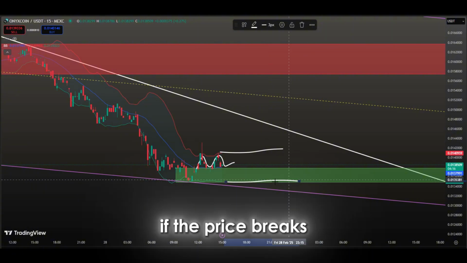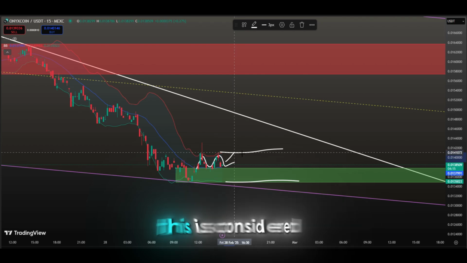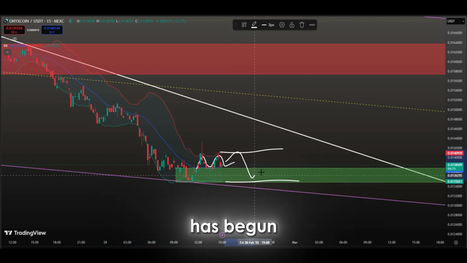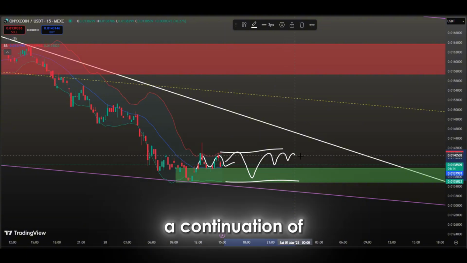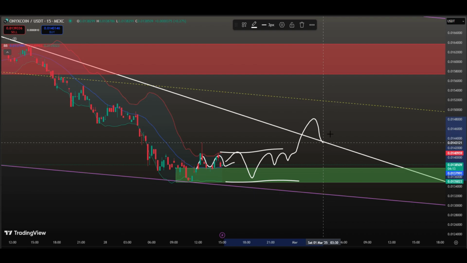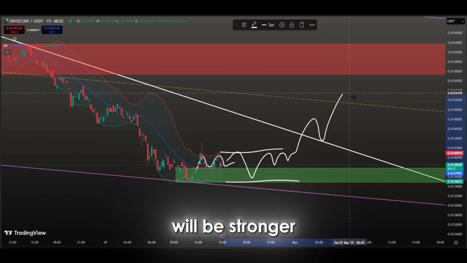If the price breaks the upper band of the Bollinger Bands in an upward movement, this is considered a signal that the uptrend has begun. A hard breakout to the upper band followed by price holding there strengthens the likelihood of a continuation of the uptrend. Especially if a breakout occurs on volume, this signals that the uptrend will be stronger.